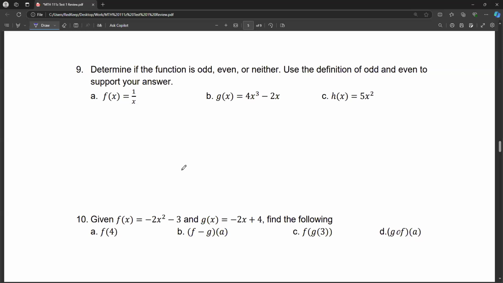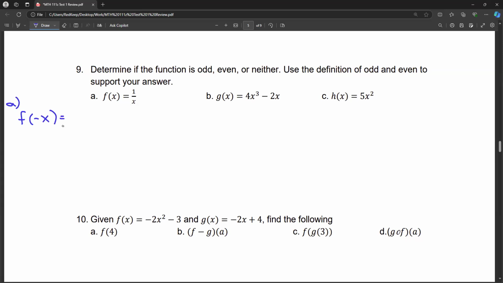Moving on to question 9. They're asking us to determine if the function is odd, even, or neither, and that actually we're supposed to use the definition of odd and even to support the answer. Okay, so here, one method of finding these results would actually just be to plug in, for example, in part A, I might plug in a negative x and see what the results are.